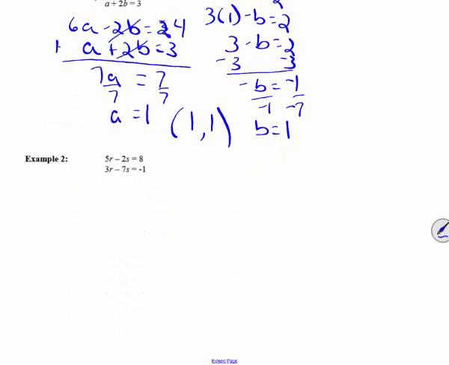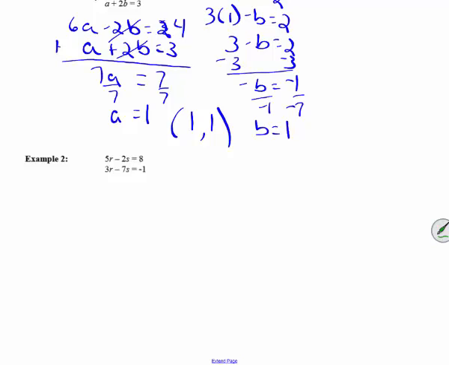All right, example 2. Now this is the one that is a little bit more complicated. So I have 5r minus 2s equals 8, 3r minus 7s equals negative 1. So neither of them right now have opposite signs. Neither of them have the same coefficient. So I have to do a little bit of multiplying.